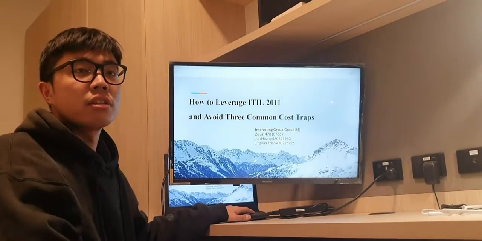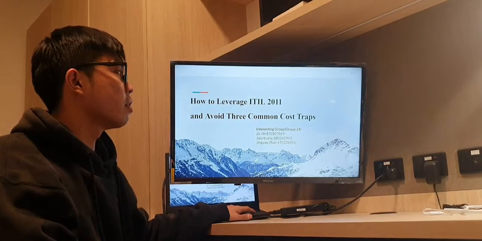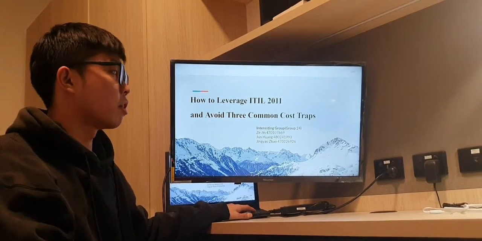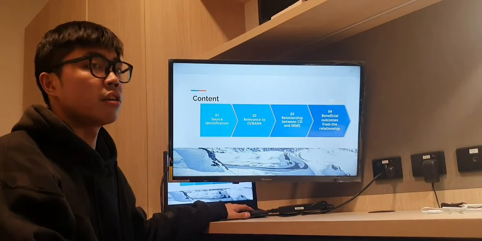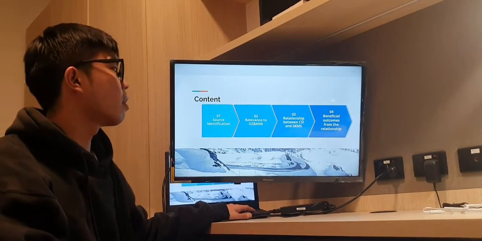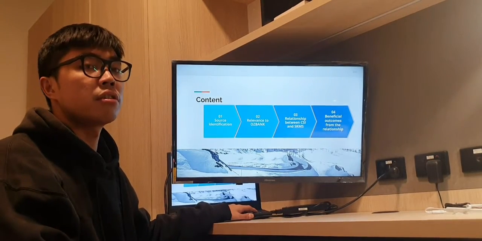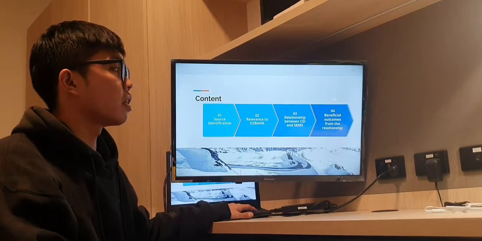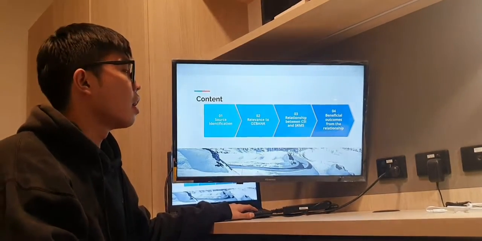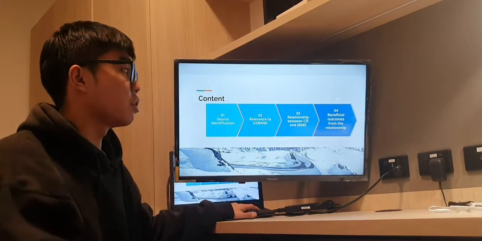And our article is called How to Leverage ITIL 2011 and Avoid 3 Common Cost Traps. So here is the content of our presentation. The first part is about the source identification. The second part is the relevance to OZ Bank. The third part is the relationship between CSI and SKMS. And the last part is beneficial outcomes from the relationship.